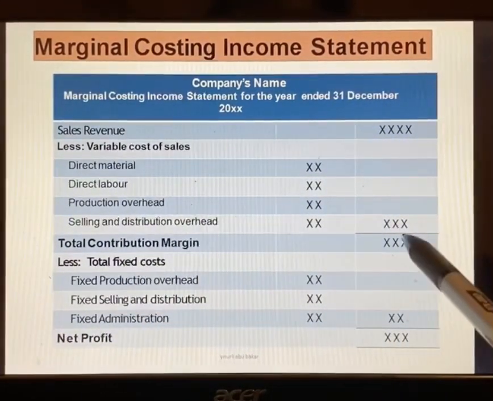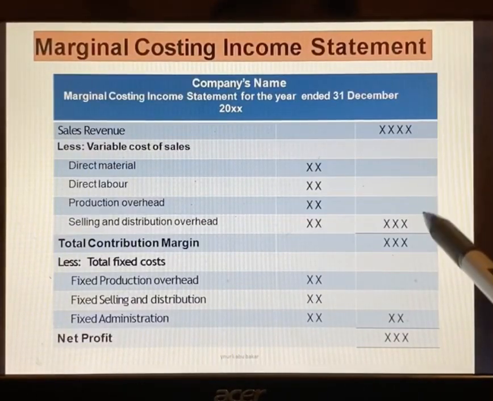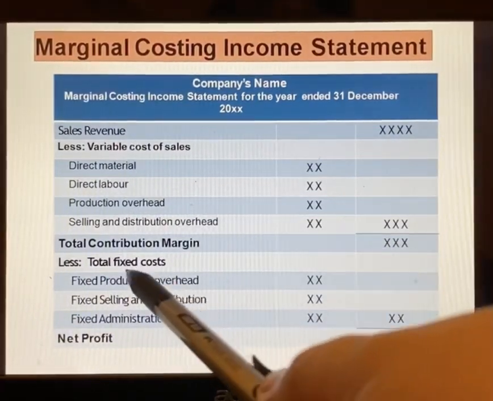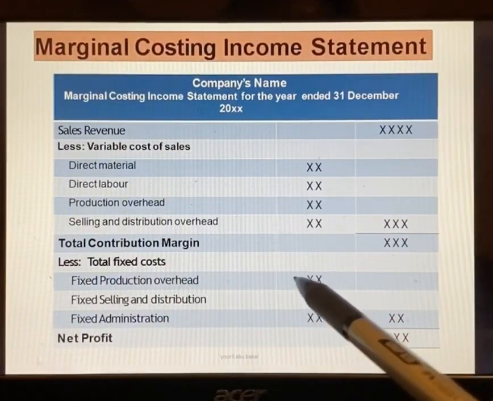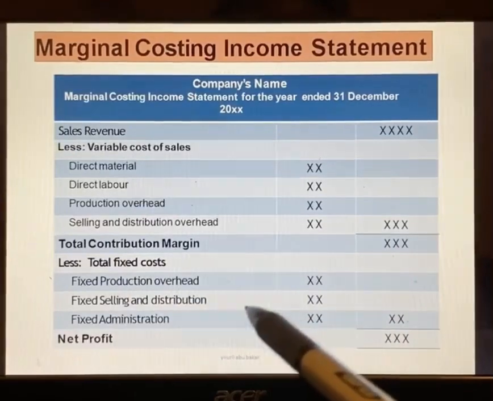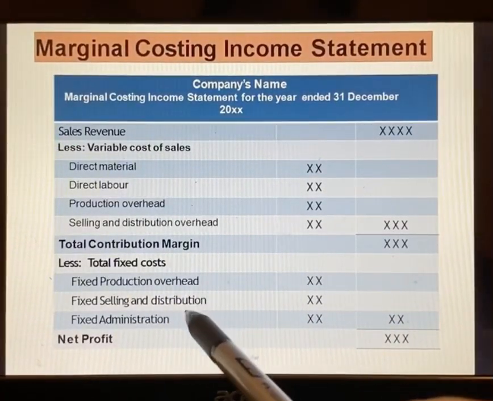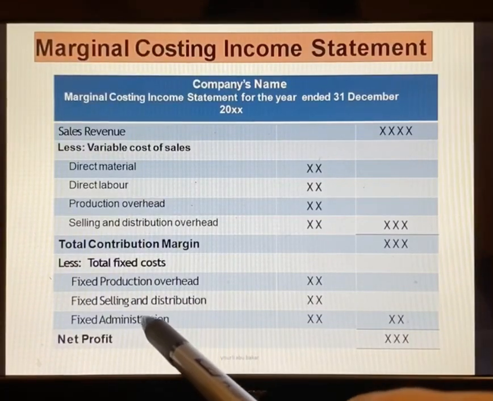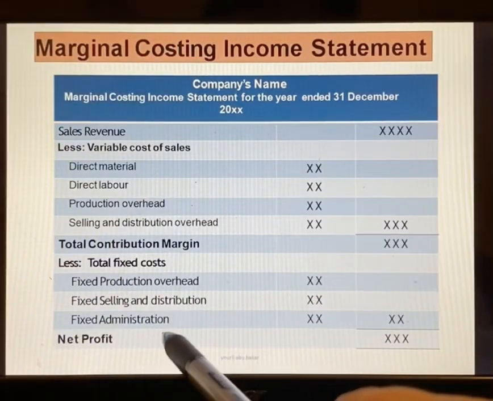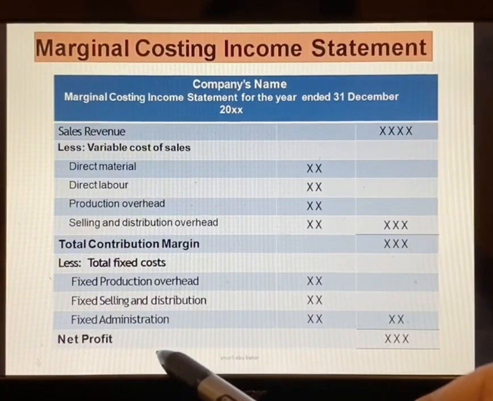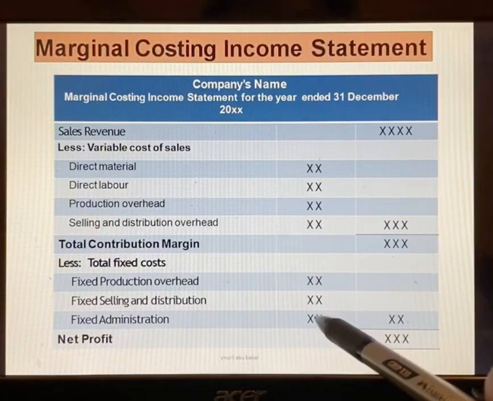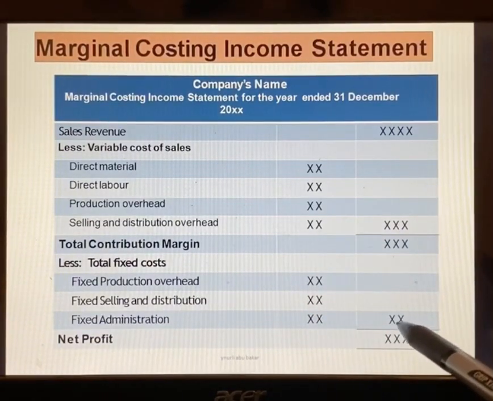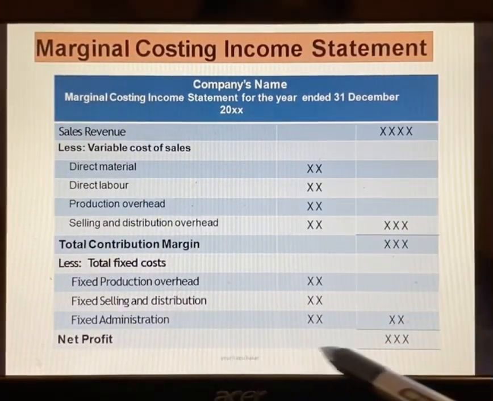So after the sales revenue minus the total variable cost, you will get the total contribution margin. And then less the total fixed cost. The fixed cost consists of the fixed production overhead, the fixed selling and distribution, and the fixed administration. So the contribution margin less the total fixed cost, then we get the net profit.